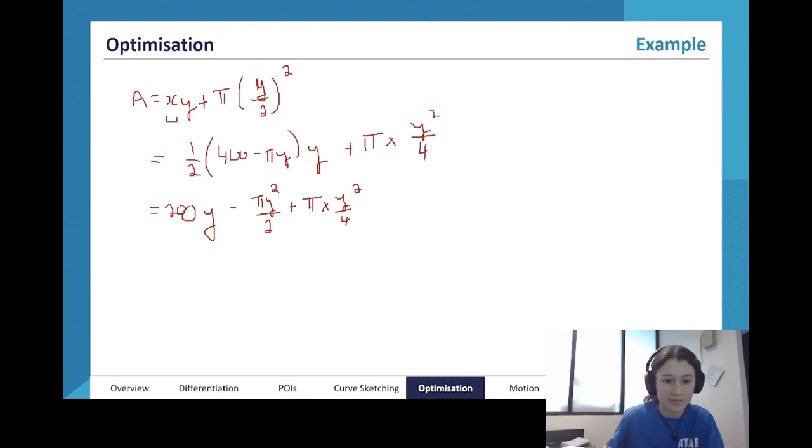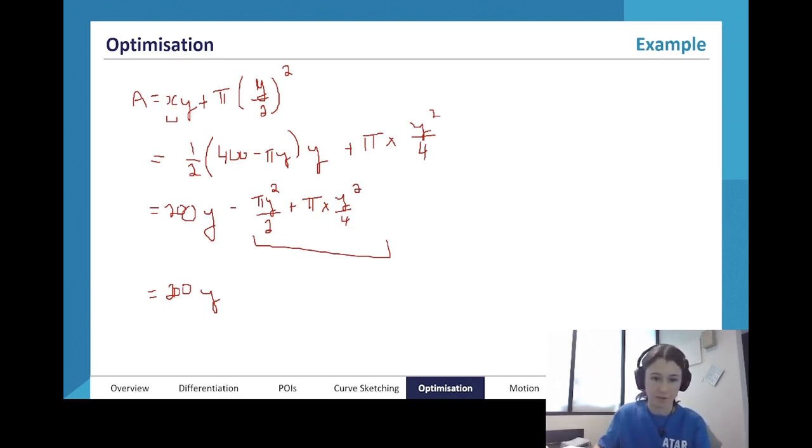So as you can see, these two here are like terms, or rather almost like terms. So we can have 200y, and then if we have a half of pi y squared plus a quarter, we have negative a half plus a quarter, we are going to get a negative quarter.